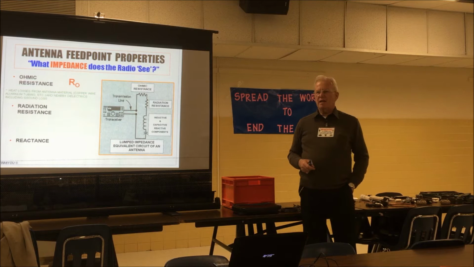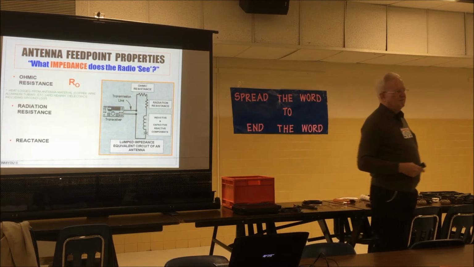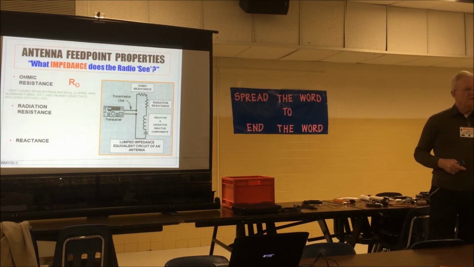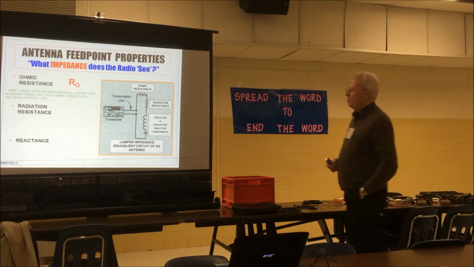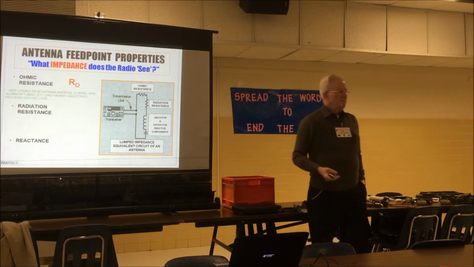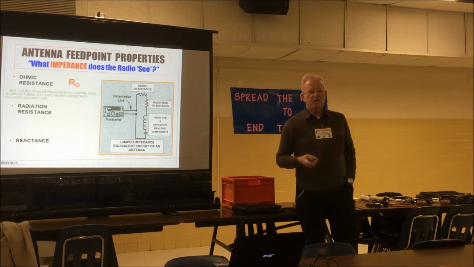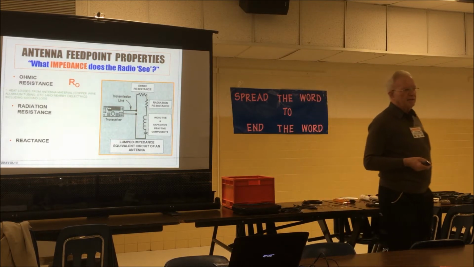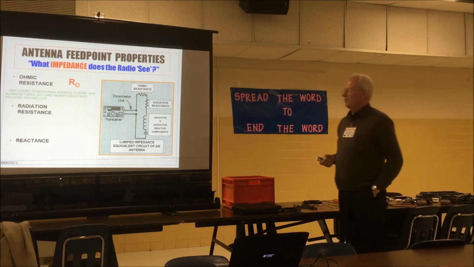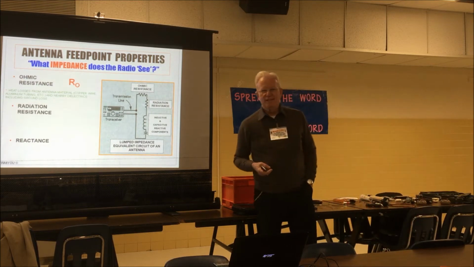Since none of us can make our antenna out of silver or something that has zero resistance, we use copper, we use aluminum, and it has a certain amount of resistance, which we call our loss. That's our ohmic resistance of the antenna, and some other things are loss. Ground loss.